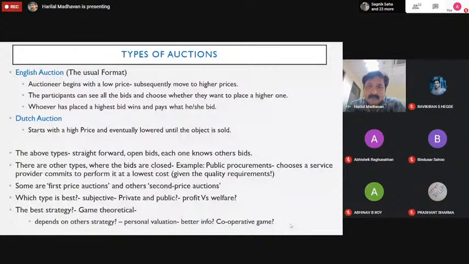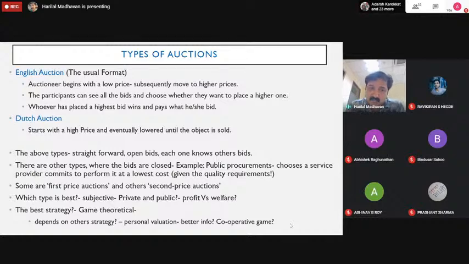Okay, and if you look at the types of auctions, there are two types of auctions. One is the English auction, that's the usual one, in which the auctioneer begins with a low price and subsequently moves to higher prices. Okay, you start from a low price and then slowly move to the higher prices, and the participants can see all the bids and choose whether they want to place a higher one. So it's an open one. Okay, you can see what the other people are bidding, and whoever has placed the highest bid wins and pays what he or she has bid. Okay, basically they pay their own bidding price in the English auction.